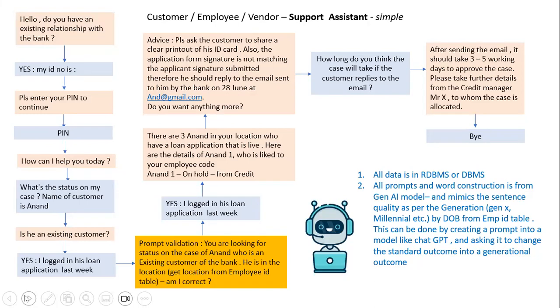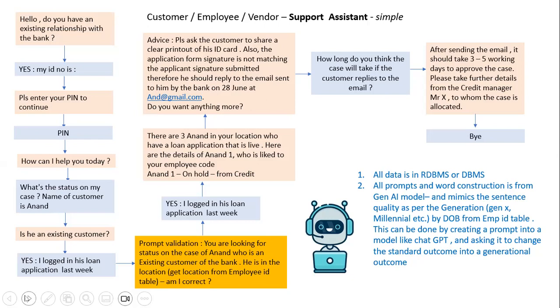And when the person comes and says that they want to know the status on the case of customer Anand, the chatbot asks, is he an existing customer? So the person says, yes, I logged his loan application last week. So then what happens is a prompt gets created at the back end, and this prompt is shown in the front end or can be spoken out by the chatbot in the front end for the customer to see that you are looking for a status on the case of Anand, who is an existing customer of the bank. He is in a particular location, which can be created from the employee ID table. And you can ask for a validation saying, am I correct? Yes, I logged his loan application last week, says the customer. So this gives the chatbot just a bit of time to first bring out the first and the easiest to retrieve information, which is that Anand is on hold from credit.